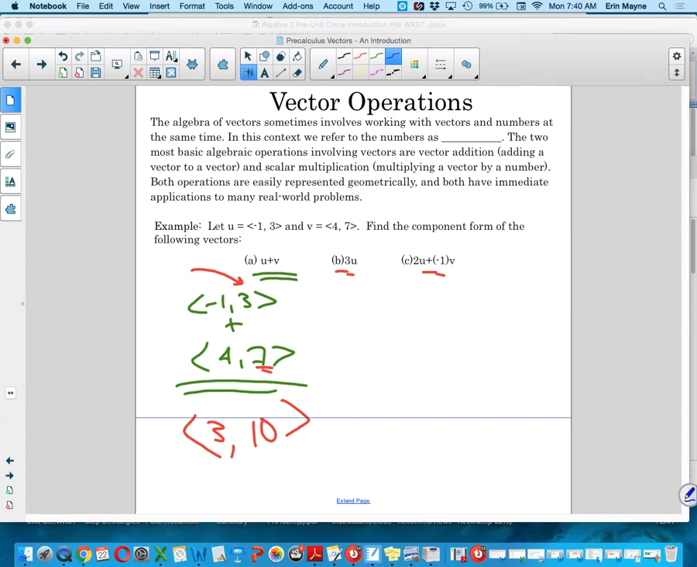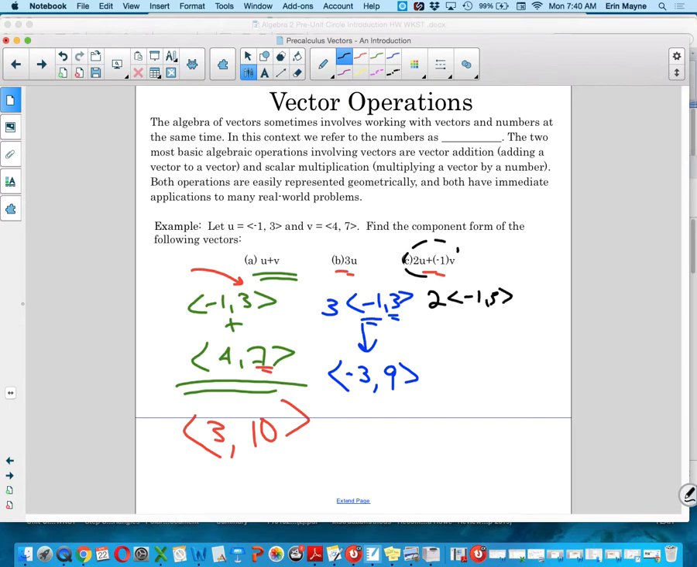Okay, well, if I am tripling U, then what was a horizontal movement of 1 to the left is now a horizontal movement of 3 to the left. And what was a vertical movement of 3 is now a vertical movement of 9. It literally just triples.